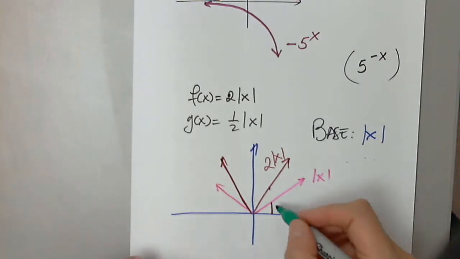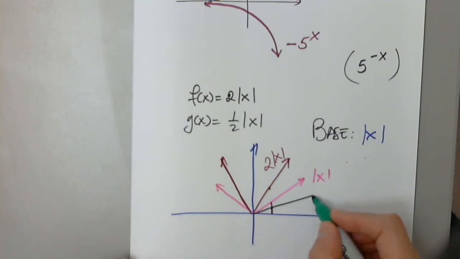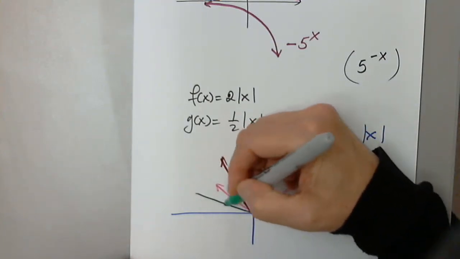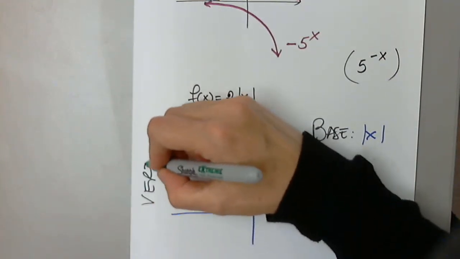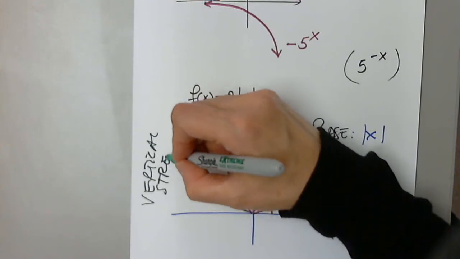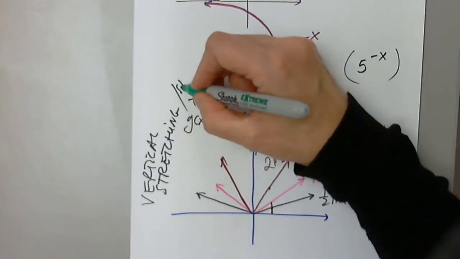The other one is when I divide the height by 2. So this graph will be 1/2 the absolute value of x. So that's vertical stretching or vertical shrinking of the graph. From the absolute value, stretching if the number is greater than 1, shrinking if it's less than 1. But that's vertical. So this is vertical stretching, shrinking.